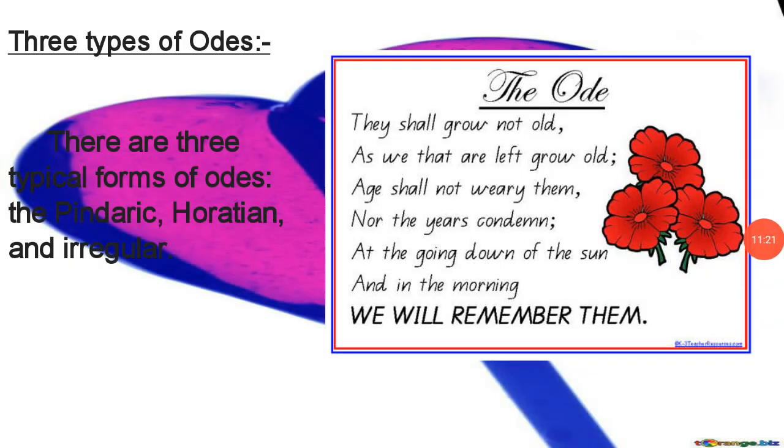Now we are going to see the third type, that is the irregular ode. An irregular ode is a poem that does not conform to either the structure set out by Horace or the Pindaric form. The verse is generally irregular and the stanzas lack any sort of prescribed order. There is no formal rhyme scheme in this kind of ode, giving the poet the freedom to experiment with their verses. Keats' odes are some of the most famous examples of the irregular form. Here are a few lines from Keats' Ode to a Nightingale, written in 1819.